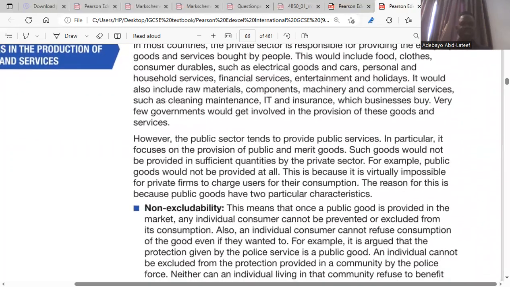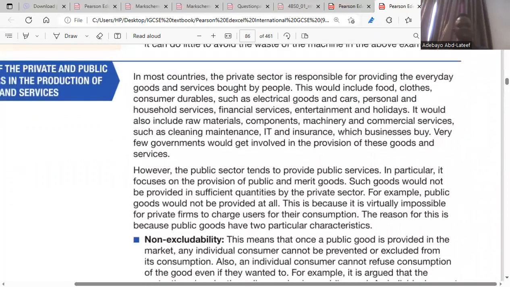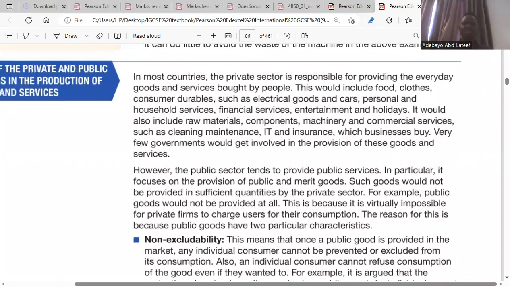Here, they said, in most countries, the private sector is responsible for providing goods and services. This would include food, clothing, consumer durables such as electrical goods, and so on. However, the public sector tends to provide public services. In particular, it focuses on the provision of public and merit goods. Such goods would not be provided in sufficient quantities by the private sector.